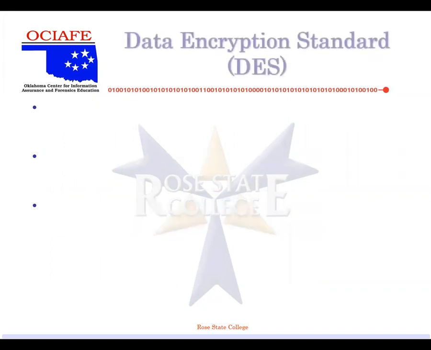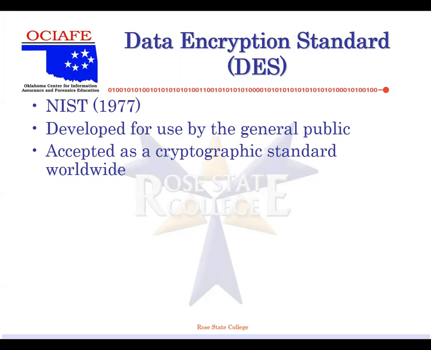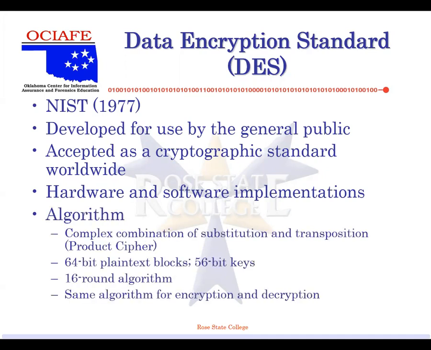All right, now let's talk about DES again. NIST developed it in 1977 for general purpose use. It was accepted as a cryptographic standard worldwide. It has both hardware and software implementations. Which one would be better, hardware or software? Hardware. Hardware is always better. The algorithm is a complex combination of substitution and transposition, or product cipher. 64-bit block with a 56-bit key. It has 16 rounds. The same algorithm is used for encryption and decryption. We're going to walk through all these in great gory detail tonight.